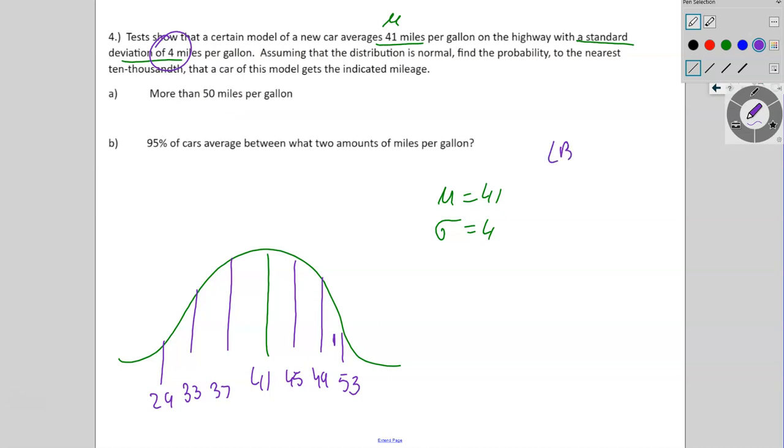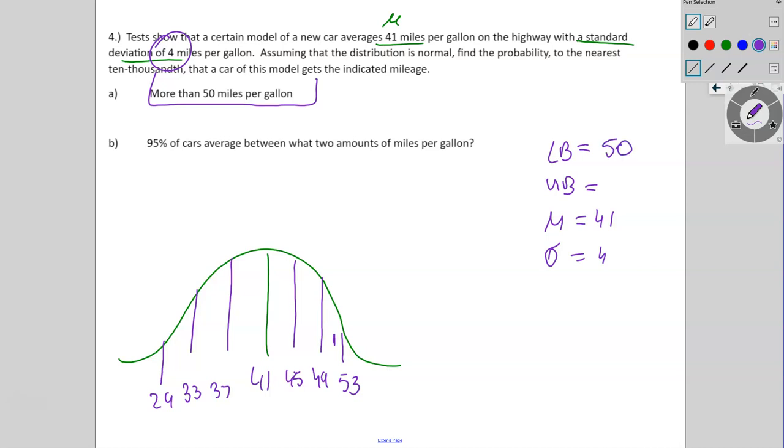So lower bound, upper bound, mu, and standard deviation. So I know my mu and my standard deviation, so 41 and 4. Now, I am asked for more than 50 miles per gallon. So more than, that means it cannot be less than 50. So 50 has to be my lower bound. And remember, if we don't have an upper bound, we're going to use a number 1 million.